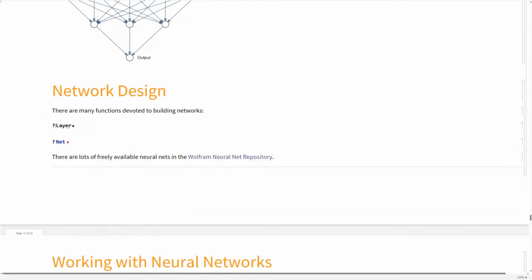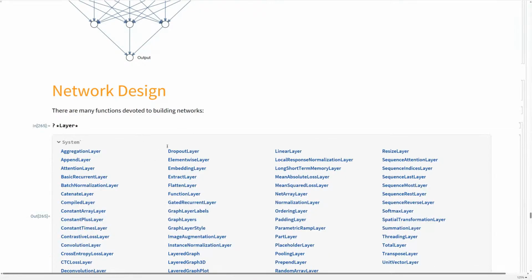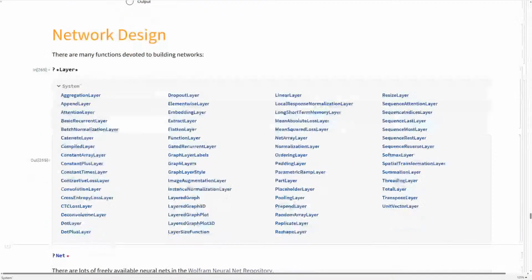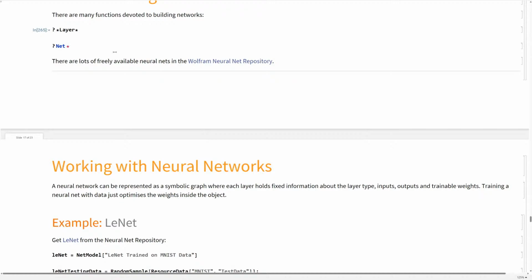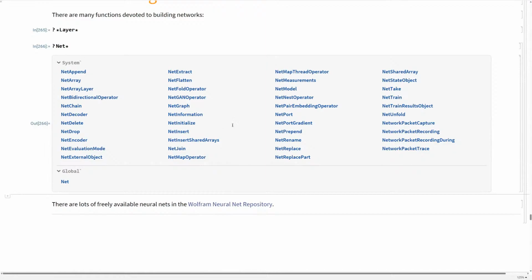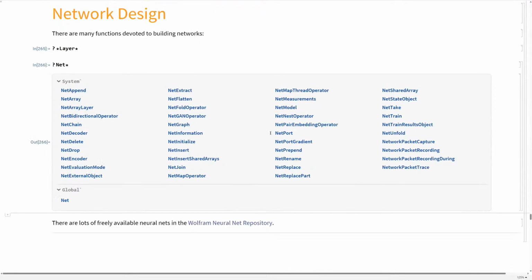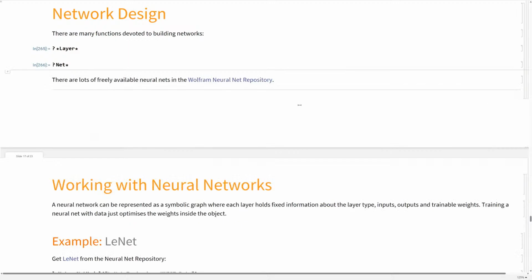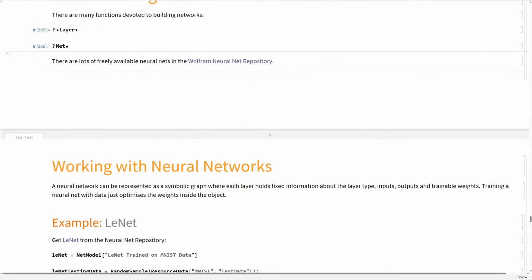All right, now let's see what we can do with all of these layers. We have many functions devoted to building a neural network. These are the building layers that you can just grab and use. We also have functions dedicated to building neural networks, like how to put the structures together. There are a lot of freely available neural nets in the Wolfram Neural Net Repository, which I'll show later if we have time.